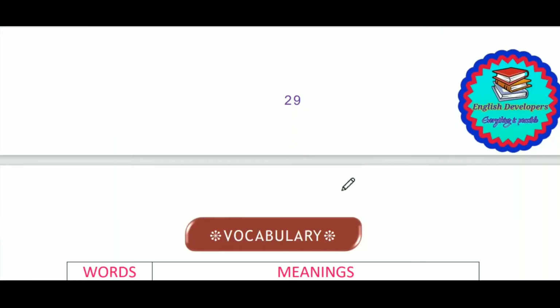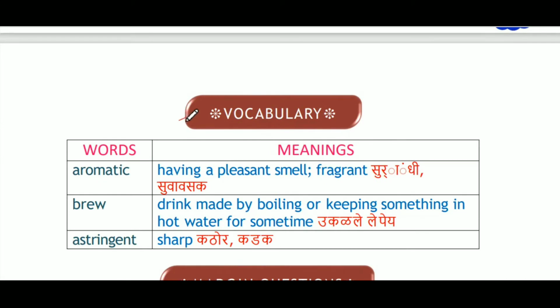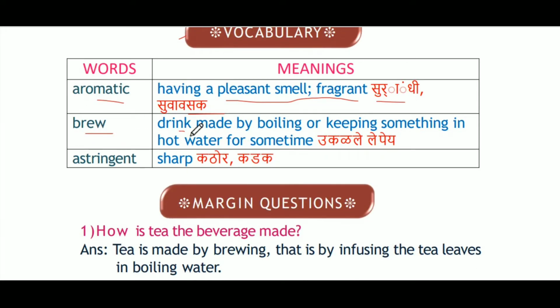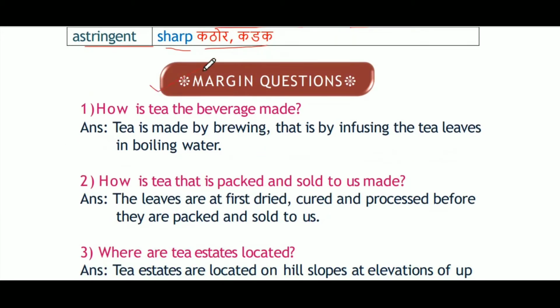Now next, vocabulary. First, aromatic, having a pleasant smell. Fragrance means sugandhi, suvasik. Next, brew, a drink made by boiling or keeping something in hot water for some time. Astringent: sharp, kathor, kadak.